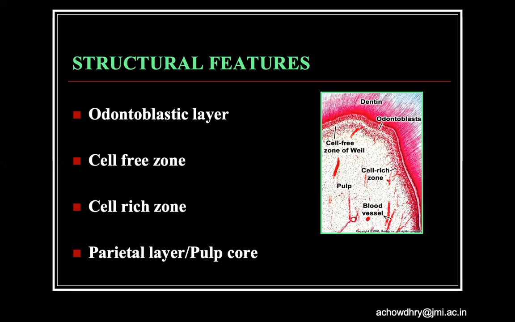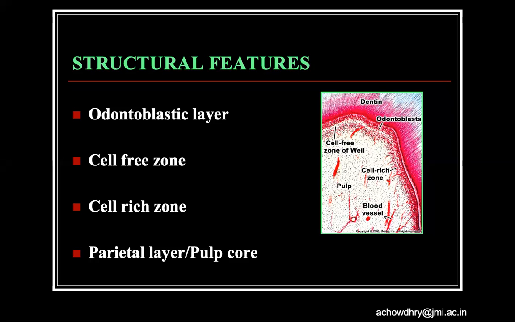Now this has many cells, an extensive vascular supply. It is very similar to the cell-rich zone, but it is located in the center, I will say. And cell-rich zones contain fibroblasts, undifferentiated mesenchymal cells. This will be the cell-rich zone. Then there is the cell-free zone, also called the zone of Weil.